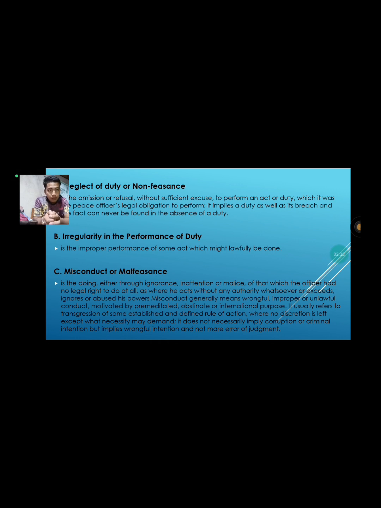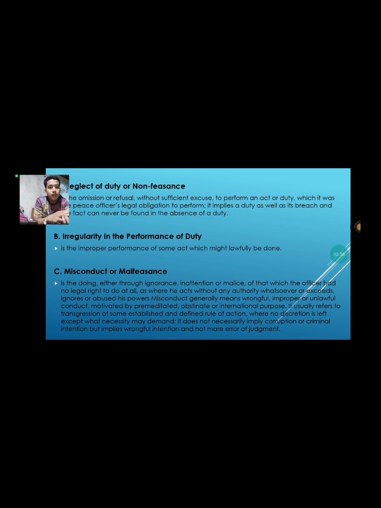So next is B, irregularity in the performance of duty. It is the improper performance of some act which might lawfully be done. Improper or unlawful act done by a cop. So, pag ang police, nakagawa siya ng improper act na pwede namang gawing tama o lawfully be done, yun ay irregularity in the performance of duty.